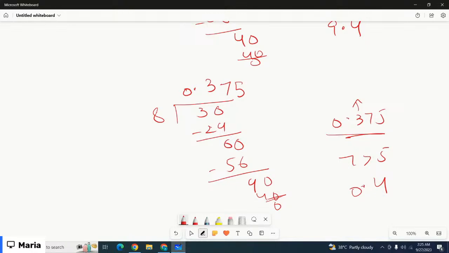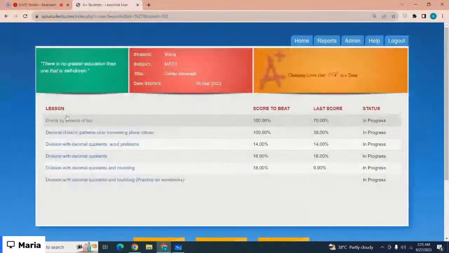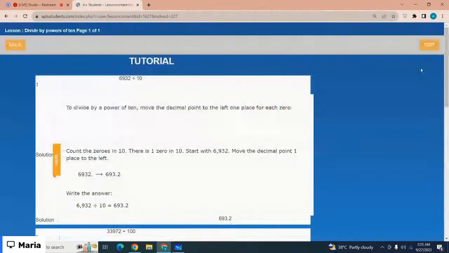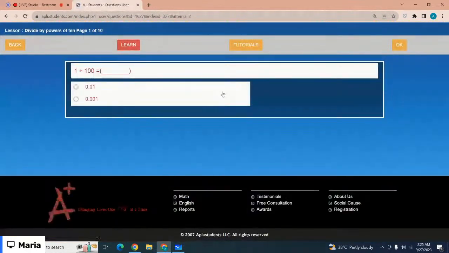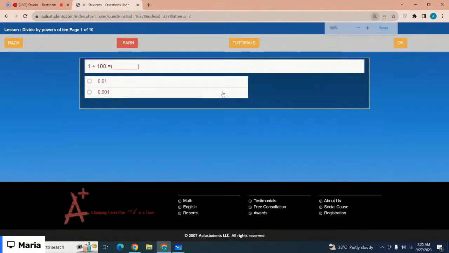Okay, let's start with the lesson. Let's do practice questions. The first one is divide by powers of 10. Let's start with the test questions. Okay, 1 divided by 100. Which is the correct option? Option 1 or option 2?